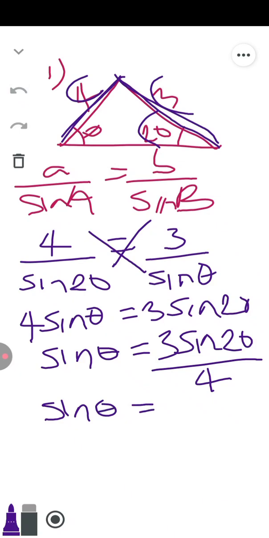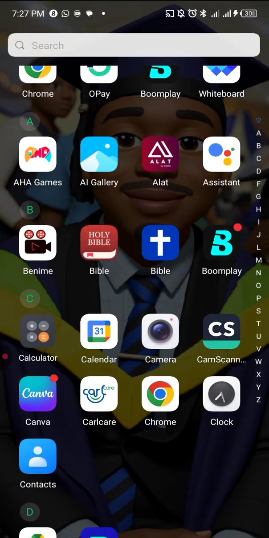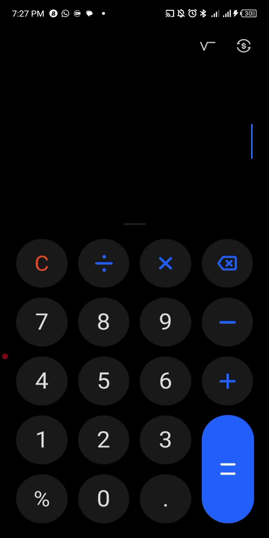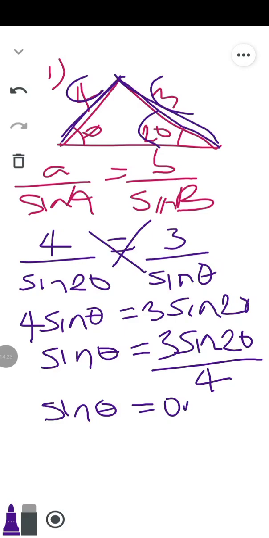Calculator. So 3 sine 20 is equal to, then divided by 4. That's 0.257. Okay. So it's equal to 0.257, right? So theta now will be equal to what?